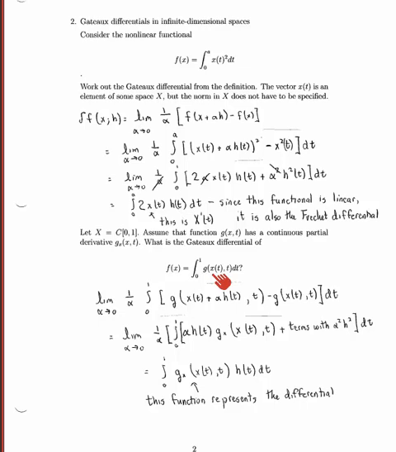So now I can define a nonlinear functional. I take x of t, a vector in this space, a continuous function, plug it into the function g, integrate over t from 0 to 1. That's my f of x. And here's the definition. I evaluate at x plus alpha h. I subtract off the value evaluated at x.